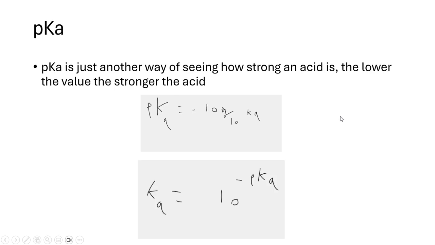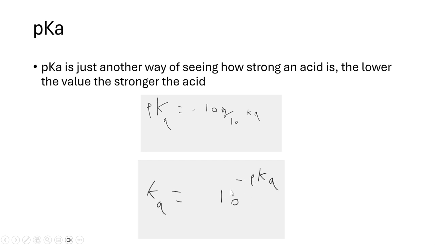Okay, let's look at pKa. Whenever you see this P thing like pH, pKa, it just means you took a logarithm of it, so you did minus log 10 of it. pH is minus log 10 of H+. pKa is minus log 10 of Ka. It's just another way to show you how strong an acid is. If it's a lower value, it means the acid is stronger. And that means Ka is equal to 10 to the power of minus pKa.